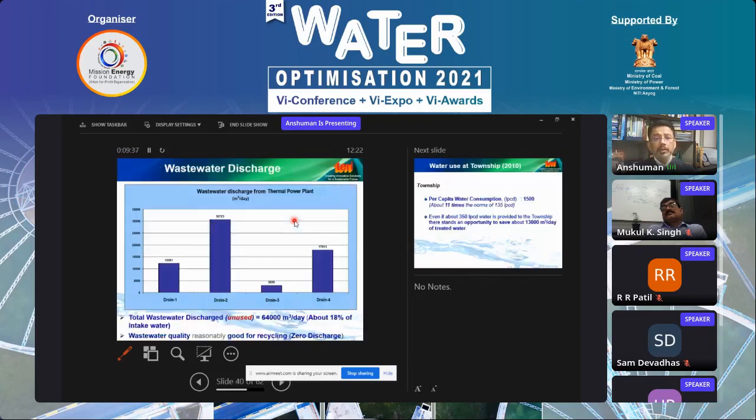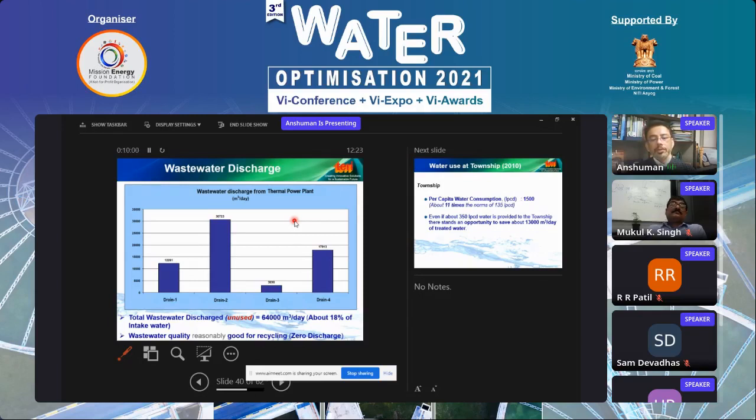How? Largely, one of the major interventions was to look into the various discharges from the drains of the plant, which were going unused from the system. And if you can see, almost about 18% of the intake water, around 64,000 meter cube per day, was getting out of the system as waste.